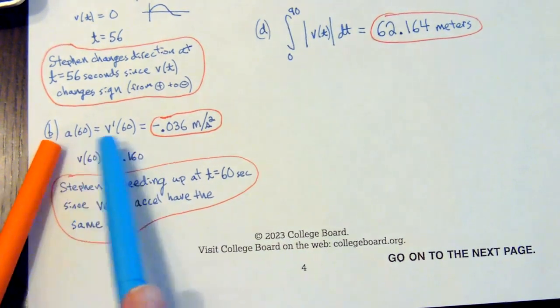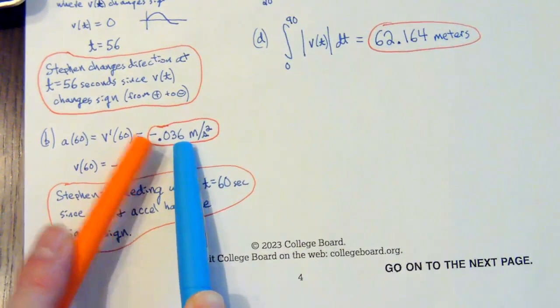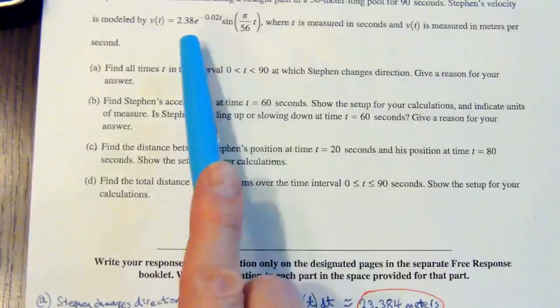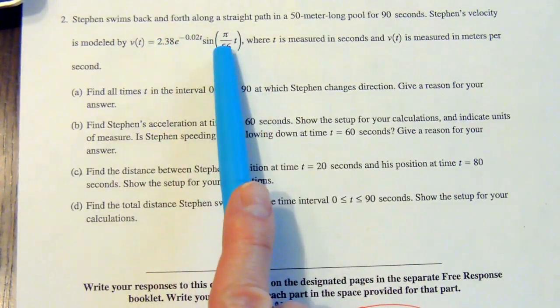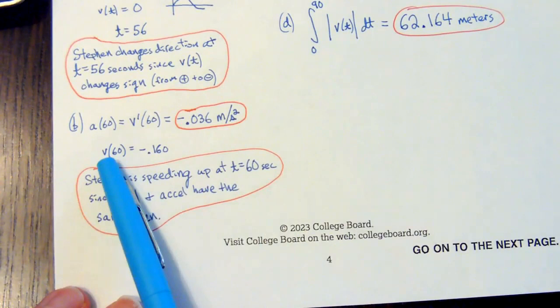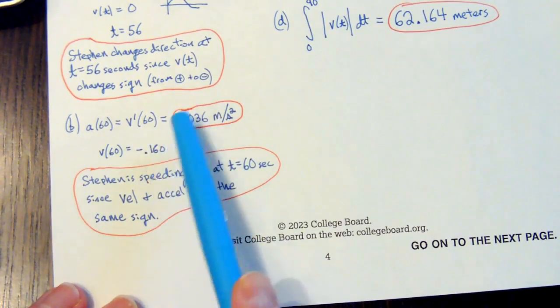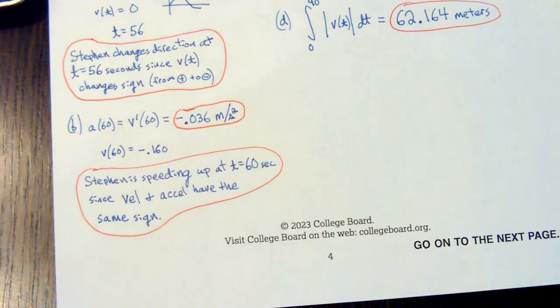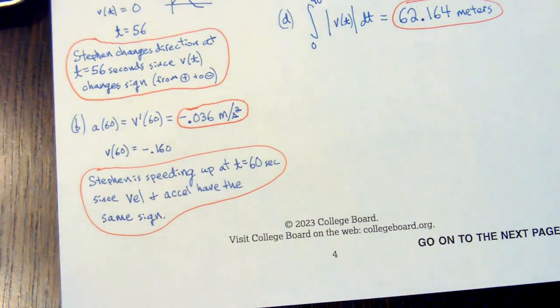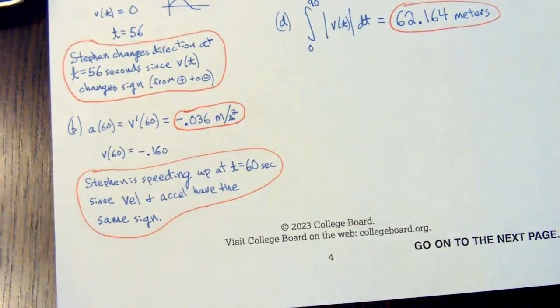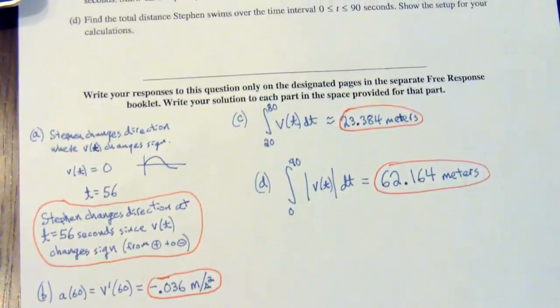So we figured out what the acceleration was using the math 8. I then took the 60 and plugged it in there. I already had it in my calculator, so I just used the trace button and typed in the 60. And then you get the velocity is equal to that. So since acceleration and velocity have the same sign, that means your speed is increasing. Stephen is speeding up since the velocity and acceleration have the same sign. So make sure you get that proper justification down.